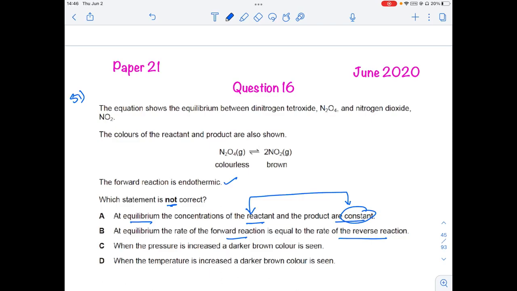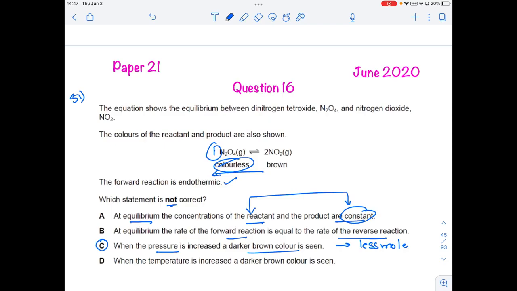Next, part C: when the pressure is increased, a dark brown color is seen. We know that when the pressure is increased, the reaction moves towards the direction where there are fewer moles. Fewer moles is in the case of dinitrogen tetroxide. Therefore the reaction will move towards the backward reaction, which is colorless. So colorless will be more visible, but he says that dark brown is seen. Therefore option C is going to be wrong. What about option D? When the temperature is increased, the darker brown color is seen.